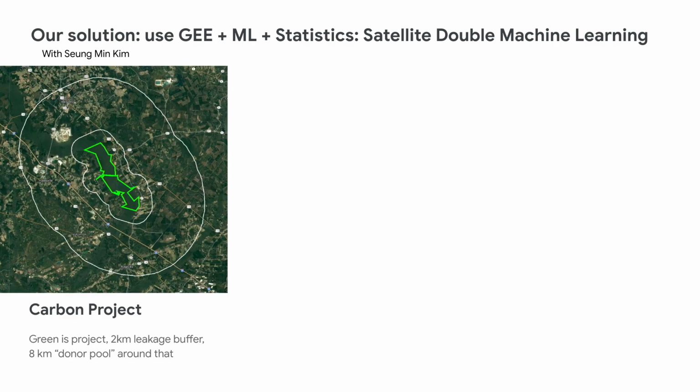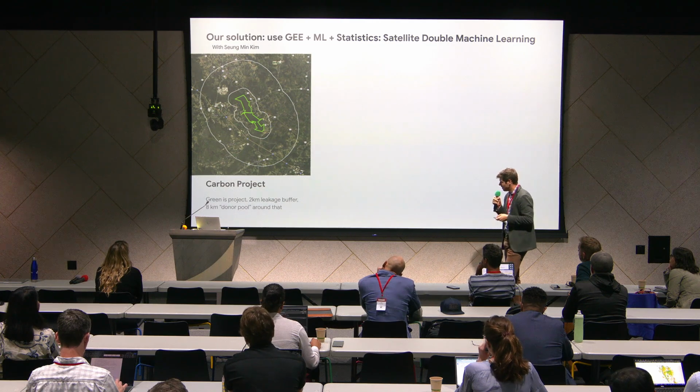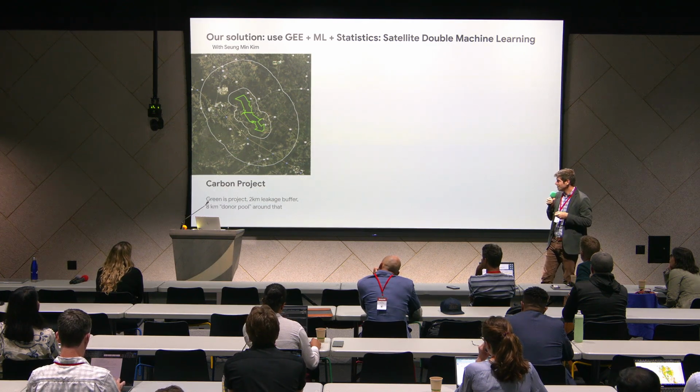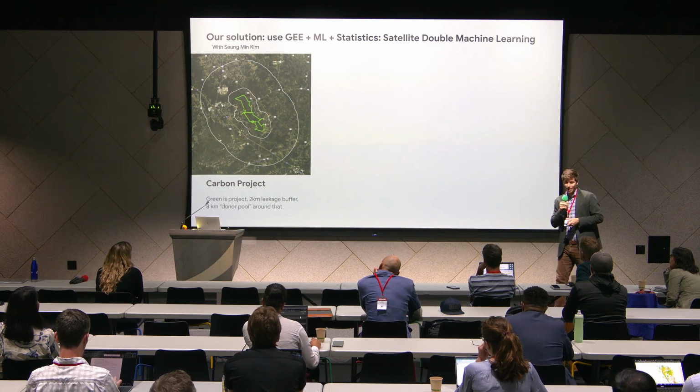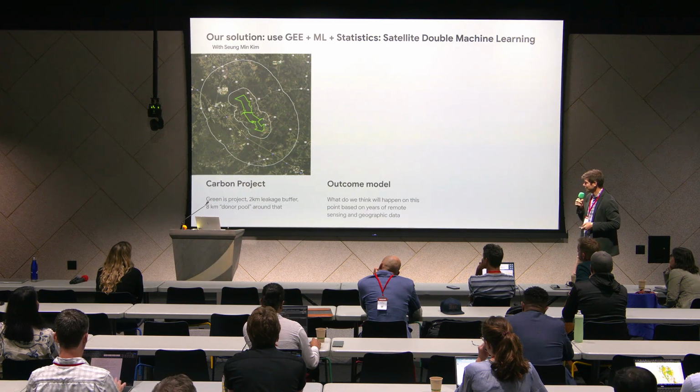So we have a carbon project here. This one's near Savannah, Georgia. The green is a project area. We have a 2-kilometer leakage buffer around it and an 8-kilometer donor pool around that, which is going to help us figure out what would have happened in our carbon project.